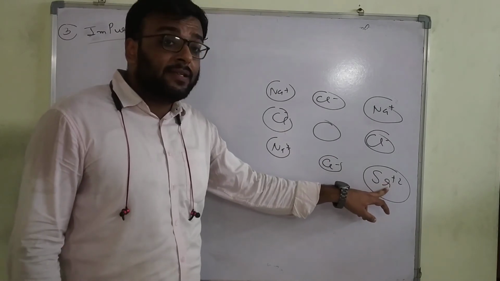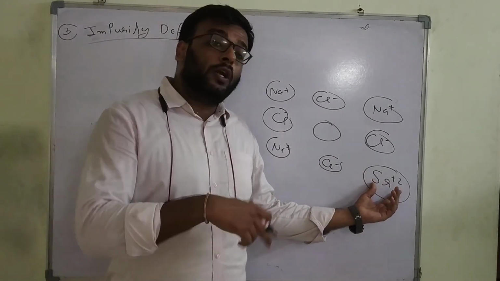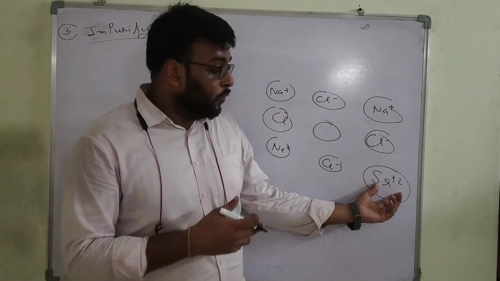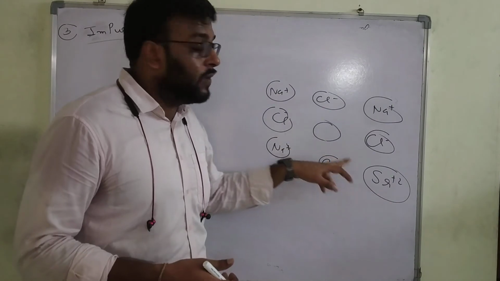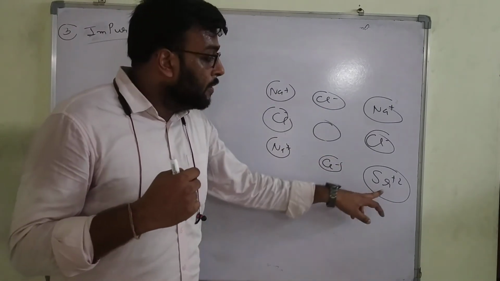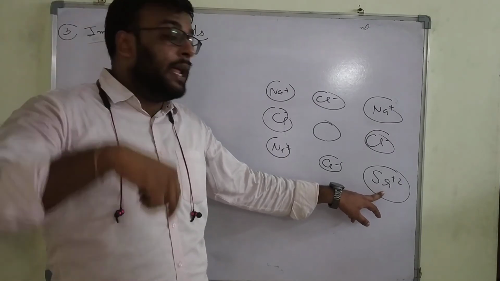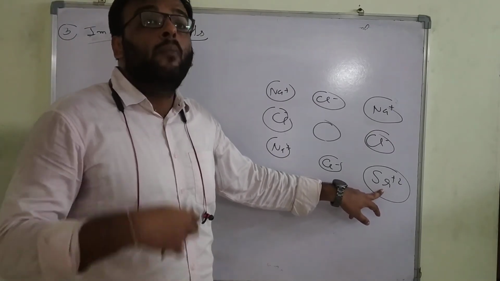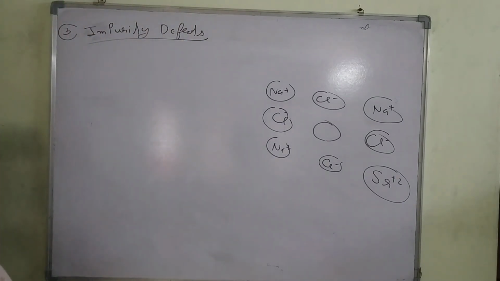But to balance its neutrality, one impurity of another element in a fixed proportion is added, and it balances the neutrality. One Na plus, overall plus 2 charge. So there is another impurity. Why is it called impurity defect? Another element with a higher oxidation state is added over here to balance the neutrality.